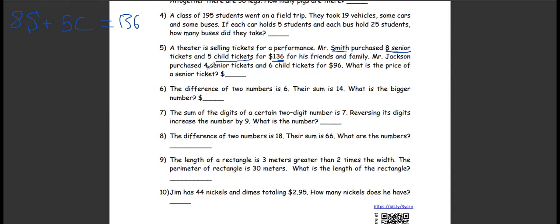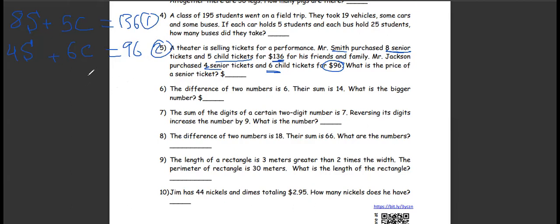Mr. Jackson purchased 4 senior tickets, so 4 times the price of the senior ticket plus 6 times the price of the child ticket, for a total of $96. Now you have the first equation and the second one. You can solve it either way.